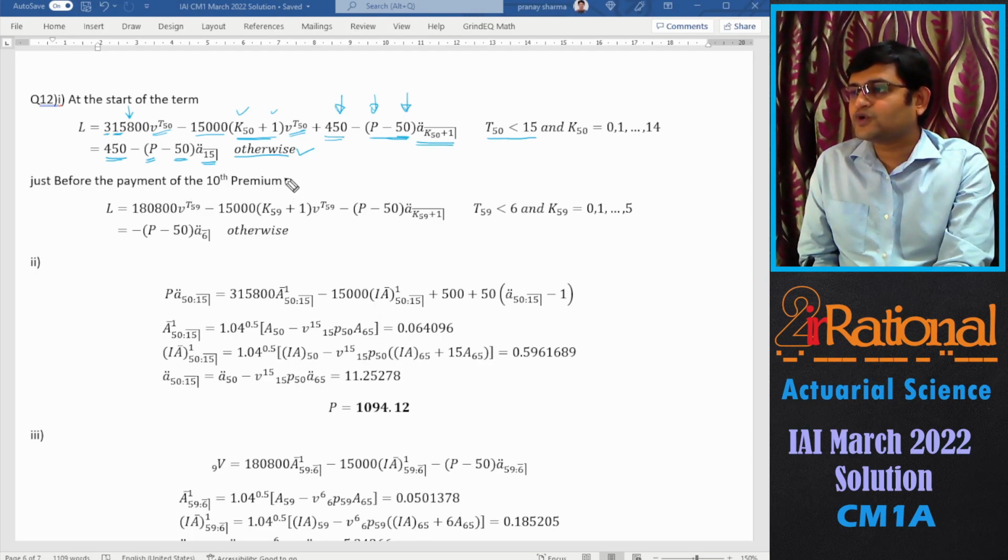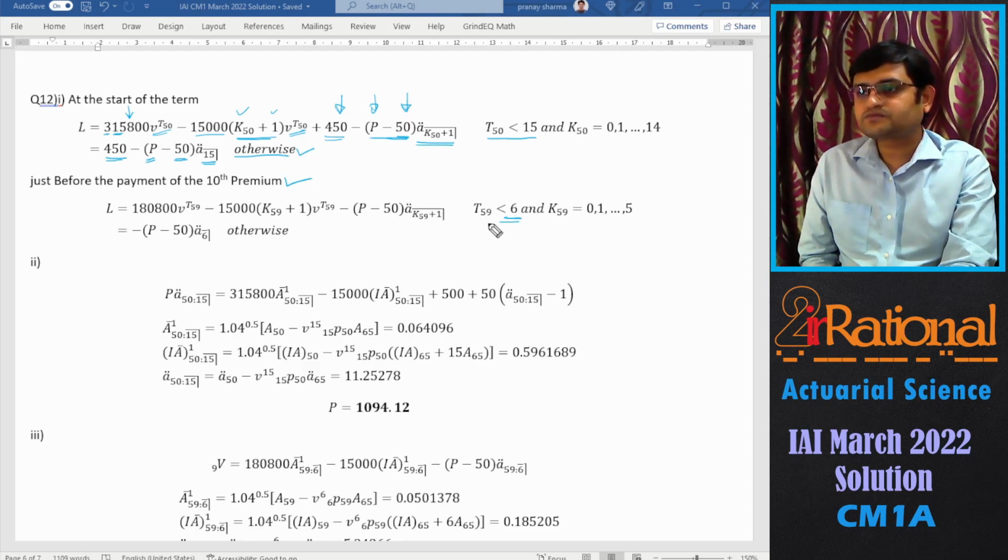Now, the same thing we have to do just before the payment of the 10th premium. So we are left with 6 more years. Age is 59. So I have calculated what would be the payment. I have added 15,000 to it. Then we have our claim expense. We will not have our initial expense. We will have premium minus the renewal. And if the death does not occur within those 6 years, then this would be the loss equation.